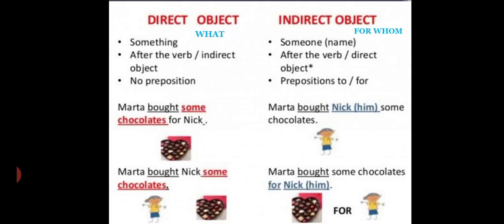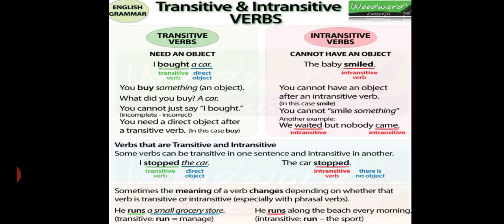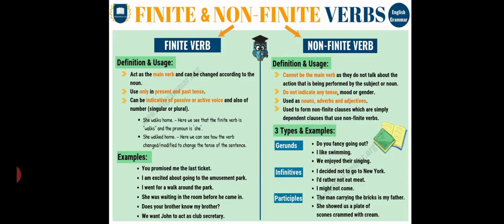We have learnt about the direct object, which gives you the answer to what. A verb which follows the question what has the direct object, and the object which gives you the answer to for whom is the indirect object. This was done in the previous class. You have all known what a transitive and intransitive verb is. Transitive verbs are verbs which have an object after them. It can be a direct object or an indirect object, whereas an intransitive verb doesn't have any sort of object. Neither do they have a direct object nor an indirect object.